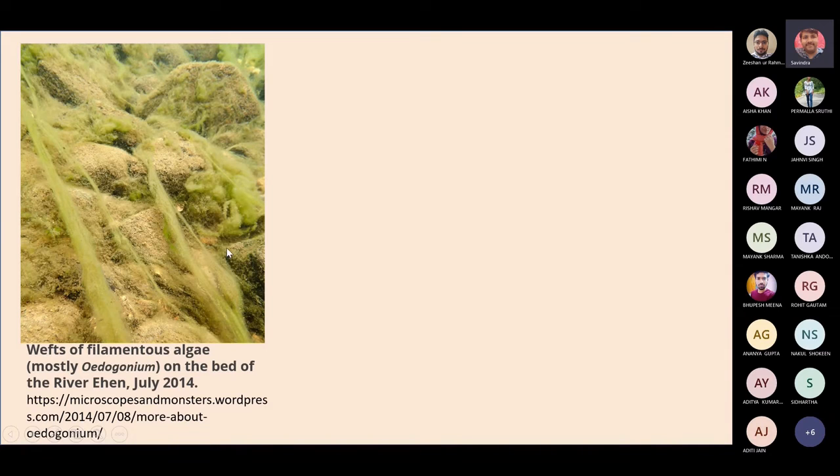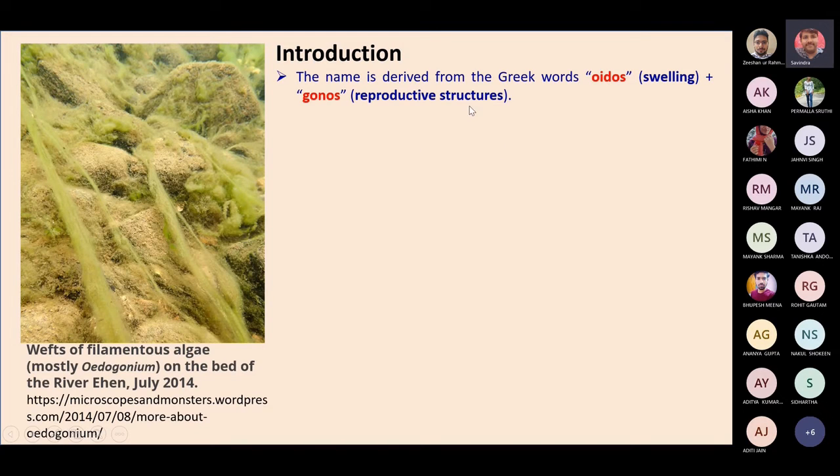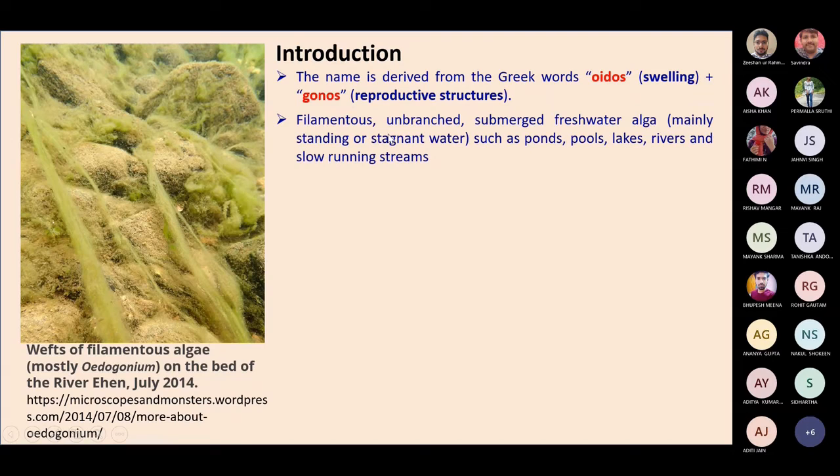So this is a photograph showing the luxuriant growth of Oedogonium, but it doesn't mean that all the algae are only Oedogonium. Oedogonium's name has been derived from the Greek words oidios and gonos. Oidios means swelling and gonos means reproductive structure. That's why it becomes Oedogonium. Please note down these terms.